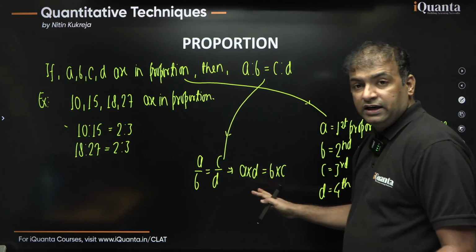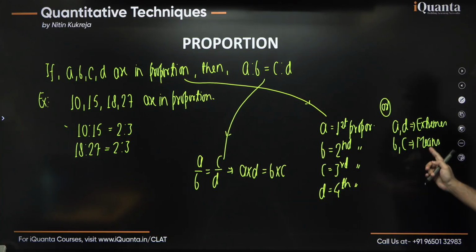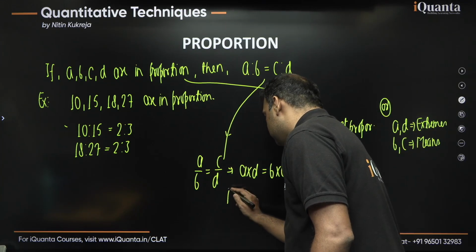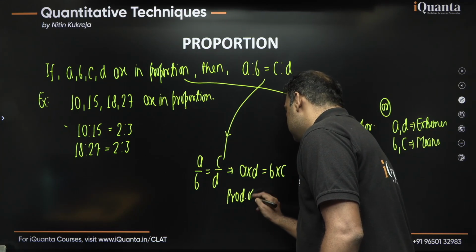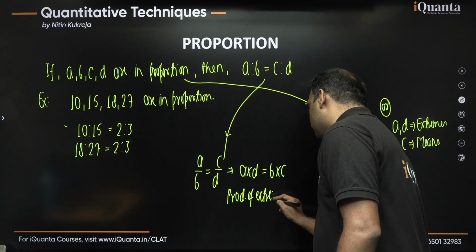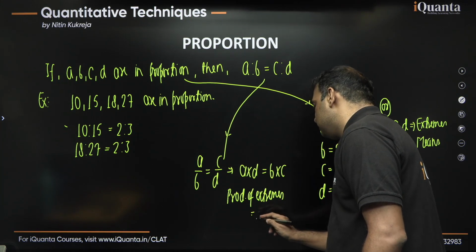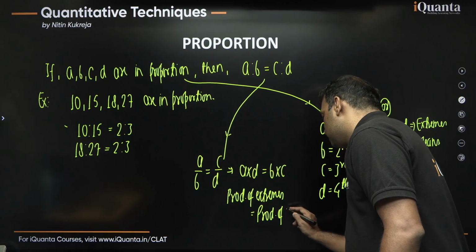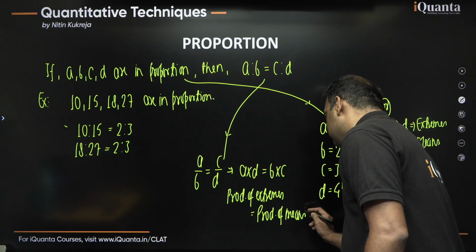Now, guys, what are A and D? Remember, A and D, I just told you, are called extremes. B and C are called the means. So we can also say that the product of the extremes should be equal to the product of the means, because A and D are the extremes and B and C are the means. That's it. Product of the extremes is also equal to the product of the means.